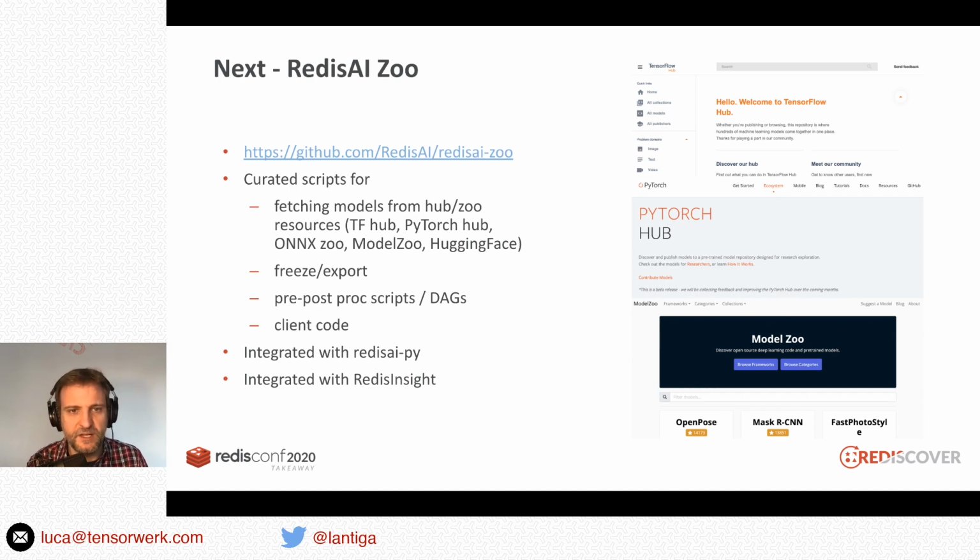For example, the part with, I don't know, YOLO with non-maximum suppression, how you can not keep it on the client but deploy it as a script. Same thing for beam search for a GPT-2 model and so on.